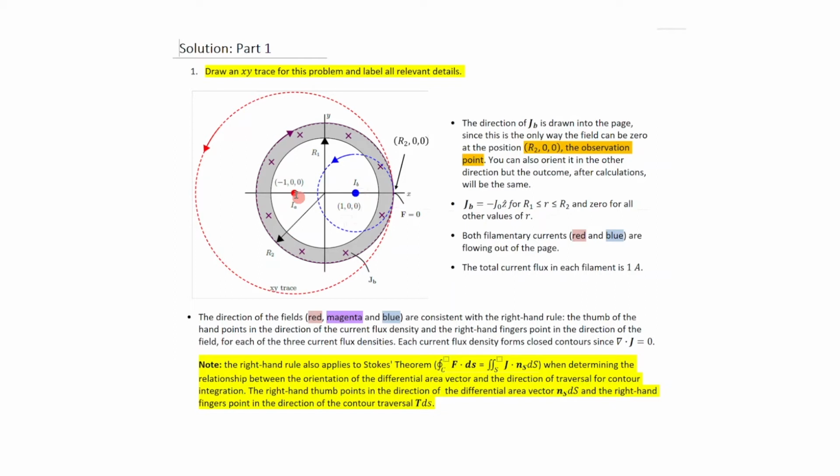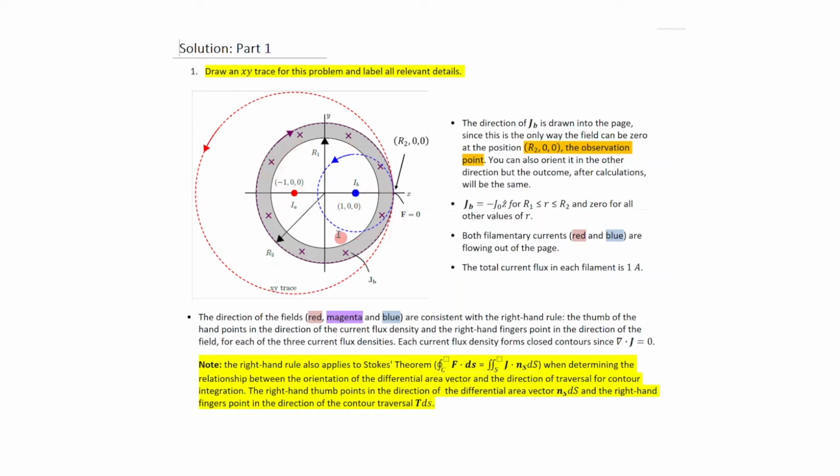Here we have another current filament that's pointing out of the page, in the Z direction. I will call its current flux IA, and it's at location minus 100. We also have a current flux density flowing through this cylindrical shell, but it's flowing into the page. That's why we've marked this with X's.